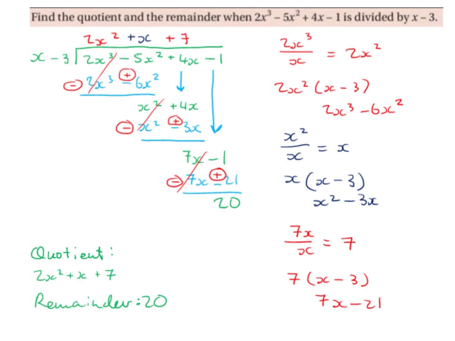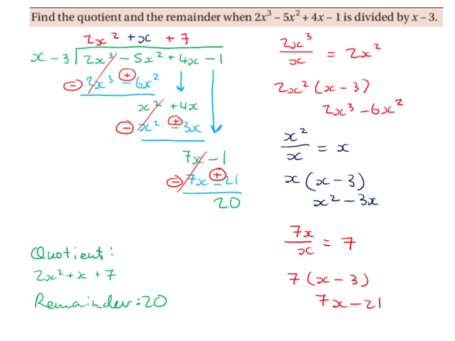I repeat the process. I take the highest power of x inside my bus stop, which is 7x, and the highest power of x outside my bus stop, which is x, and I divide them to get 7. So 7 is the next part of my answer, and I multiply 7 by what's outside the bus stop. So 7 by x minus 3 is 7x minus 21. I write that down here.